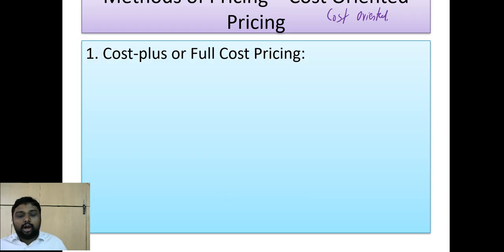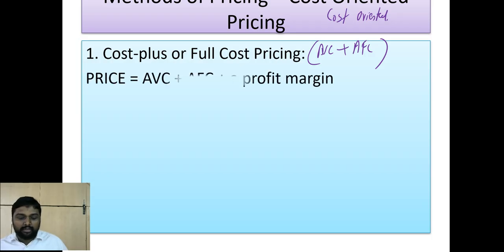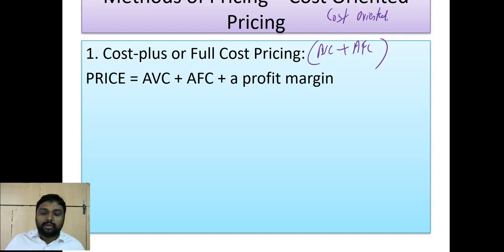This cost can be variable cost or total cost, plus a profit. So the first one is cost plus or full cost pricing. Full cost means your average variable cost plus average fixed cost, that is both variable and fixed cost. Then plus means profit.